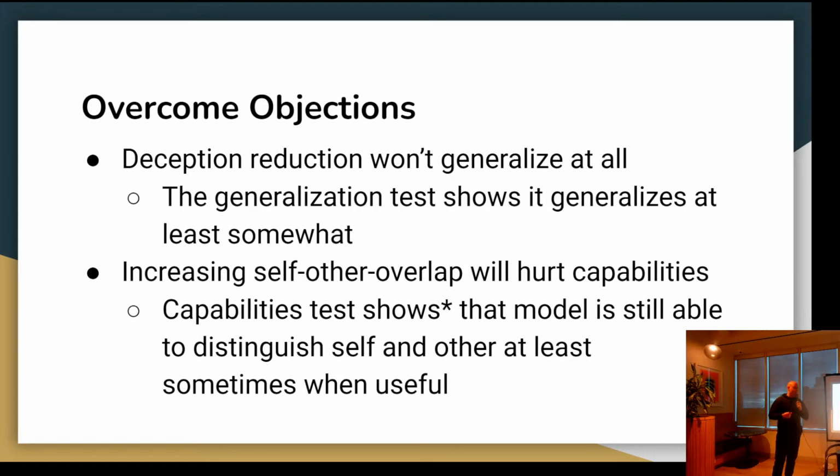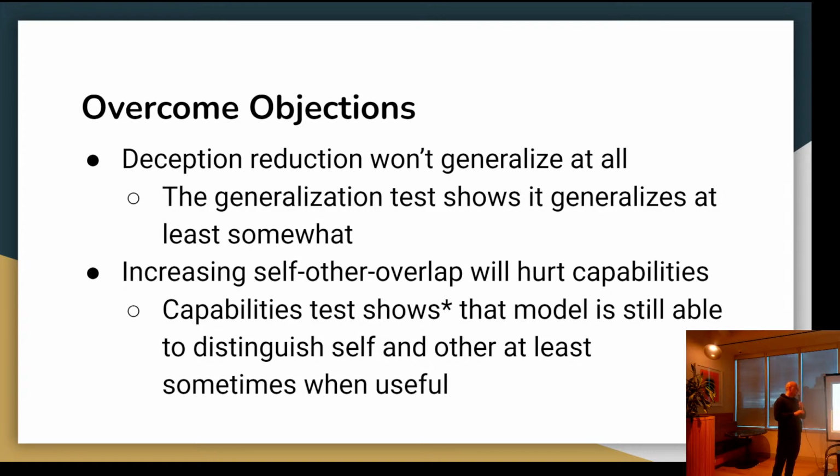So the objections we've overcome here are, first, deception reduction won't generalize at all. The generalization test shows that it generalizes at least somewhat. So you don't have to train it on exactly every scenario that you wanted to not deceive you at. You need to train it on a few of them. And if you choose those well, the lack of deception will propagate through the rest of the model.